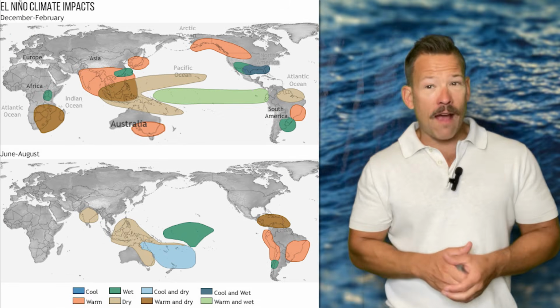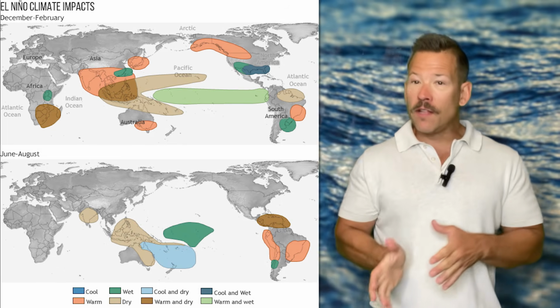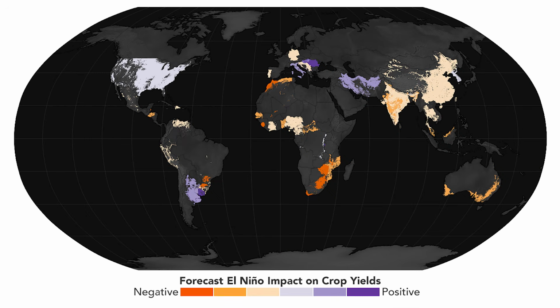Globally, Australia and Africa often experience droughts as those belts of storms that are typically farther west shift further east. We see these impacts on wildfires and agriculture too. While some areas benefit from El Niño, most agricultural areas experience reduced yields due to drought or extremes in temperature and precipitation patterns. I mentioned California as an example.